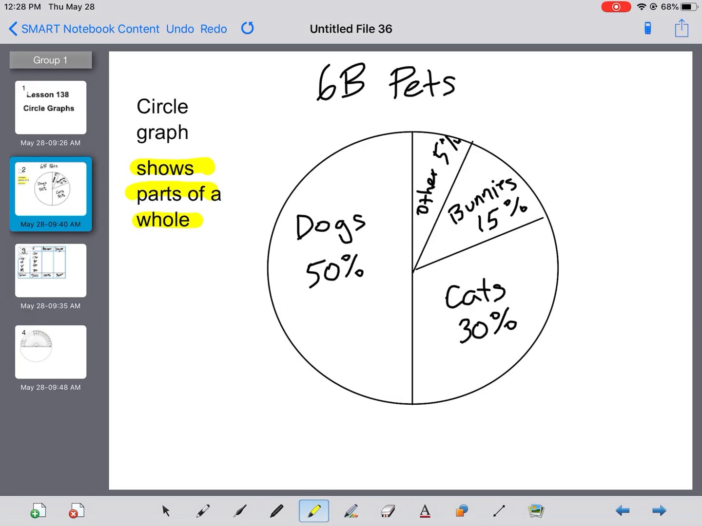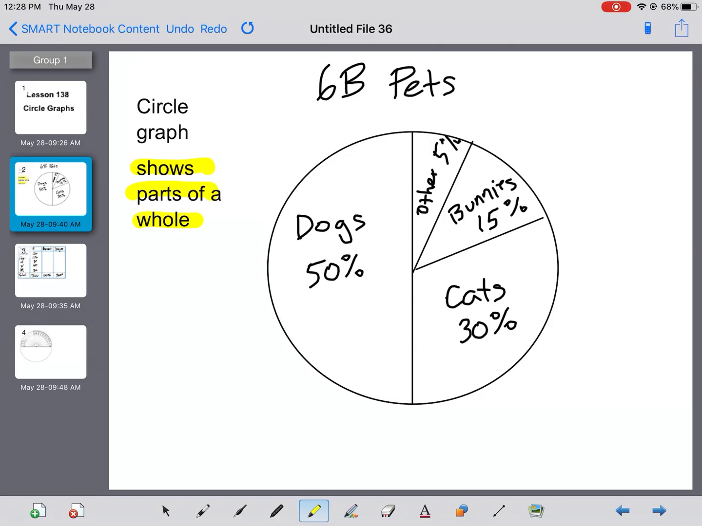So let's imagine that I gave a survey of the class, and let's pretend that you all have pets. I don't know if you all do or not. And this was the result of my survey. This is the visual representation of my data set. 50% of you had dogs, 30% had cats, 15% have bunnies. I know some of you have bunnies, and then 5% of you had some other type of pet. Maybe a couple of you have a rat or a snake or a bird or something. Okay, so this is the breakdown of the pets in the 6B class that I'm imagining.